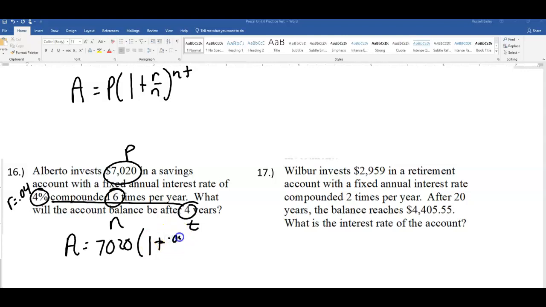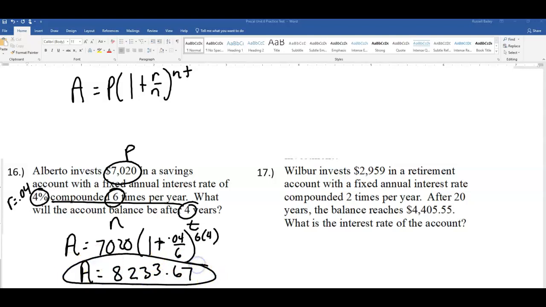Now typing it into the calculator can be tricky. You can either do it in pieces or you can do it all at once. Either way, you've got to be a little tricky about it. But if you need help with that, I would encourage you to look back at the 8.6 video where I show you how to type it into the calculator. But I end up getting 8233.67, rounding to the hundredth place because we're talking about money. There you go.